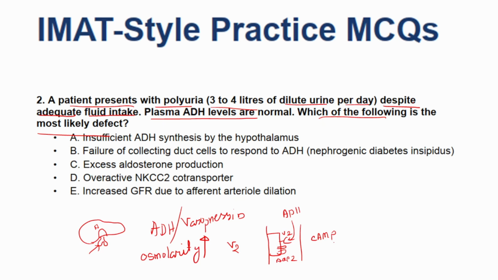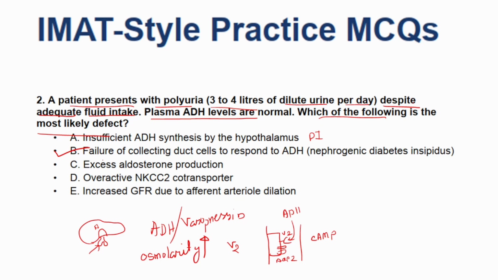conserve water. When a patient exhibits severe polyuria with dilute urine despite having completely normal plasma hormone levels, the pathology is not central, it's peripheral organ resistance, where the principal cells fail to respond to the circulating hormone. That's why the correct answer is B. Option A says insufficient antidiuretic hormone synthesis by hypothalamus, but this scenario describes central diabetes insipidus, which is completely contradicted by the fact that the patient has normal plasma hormone levels.